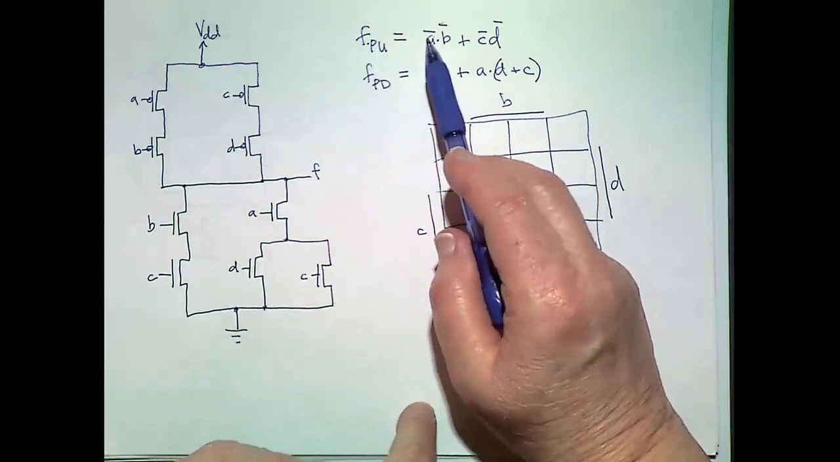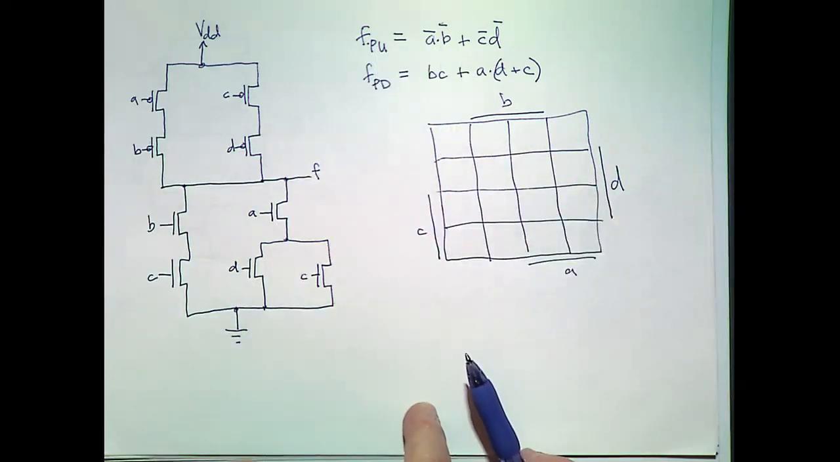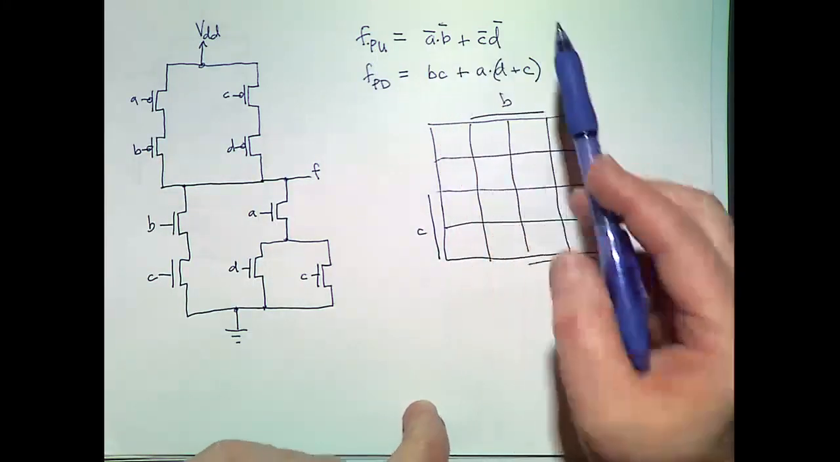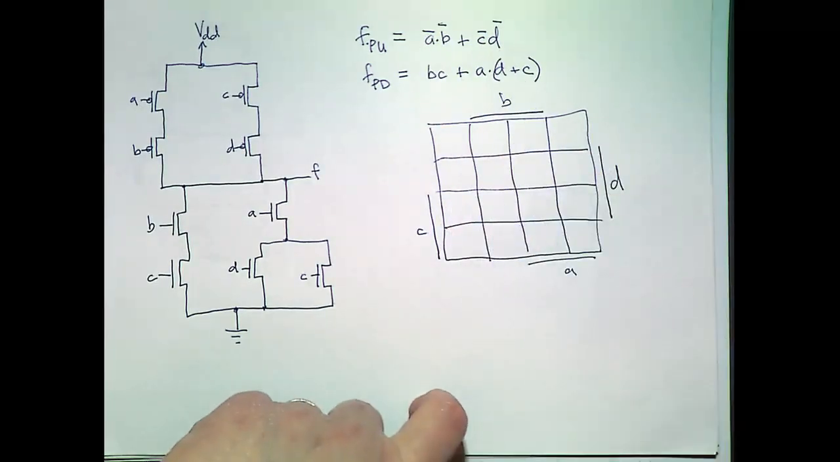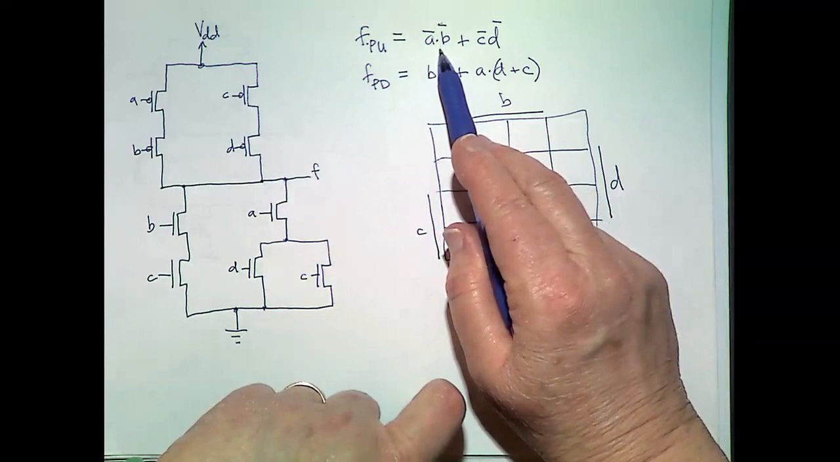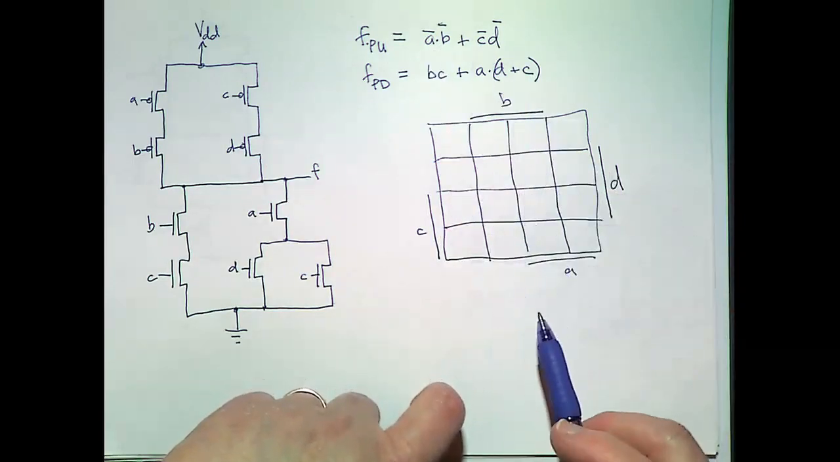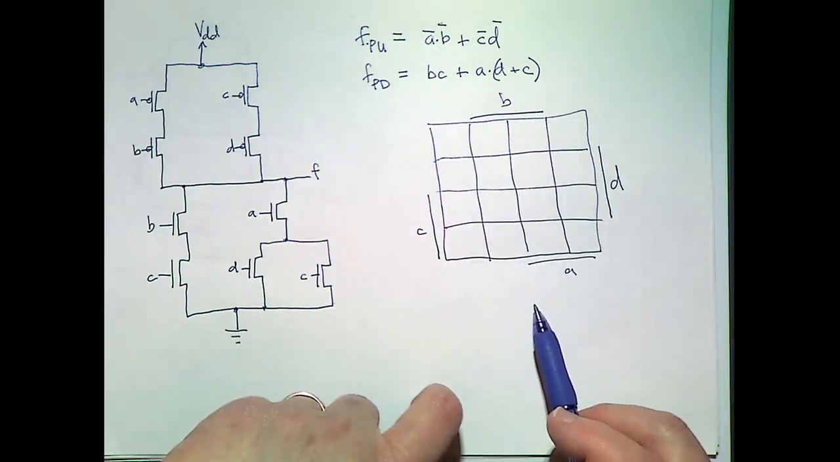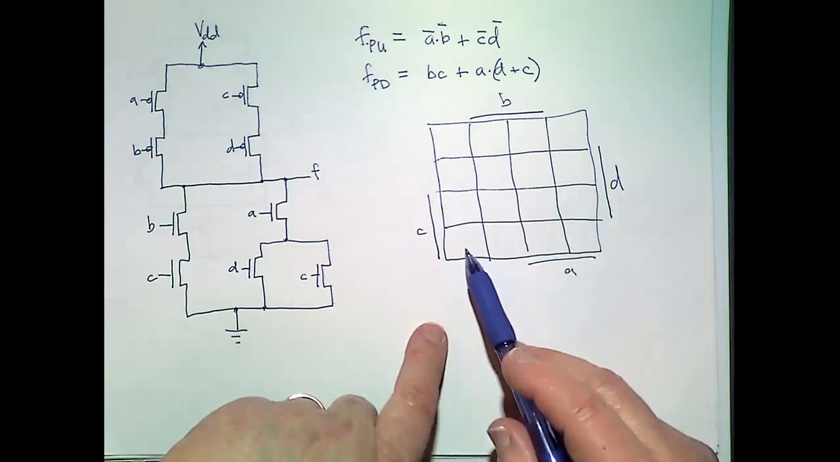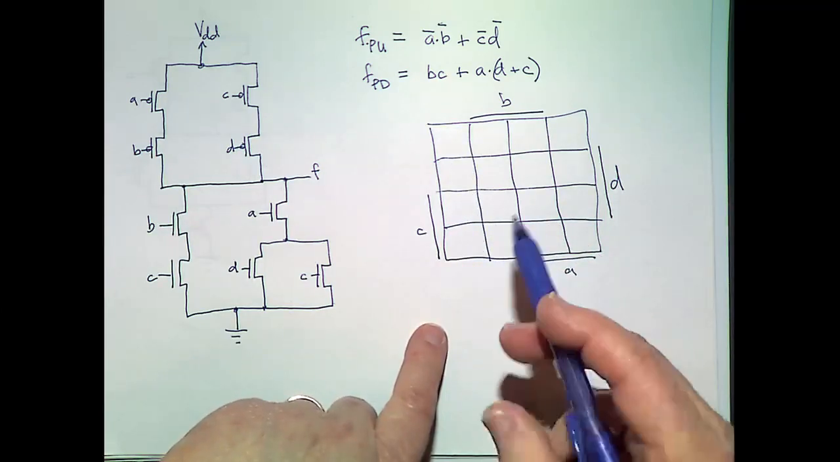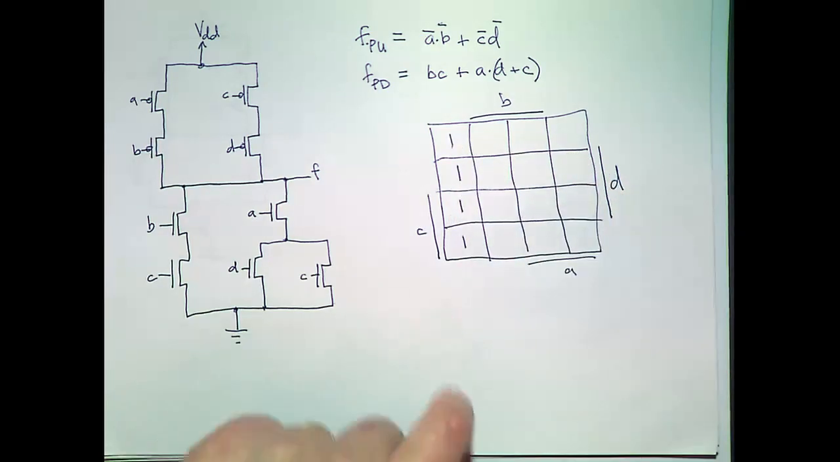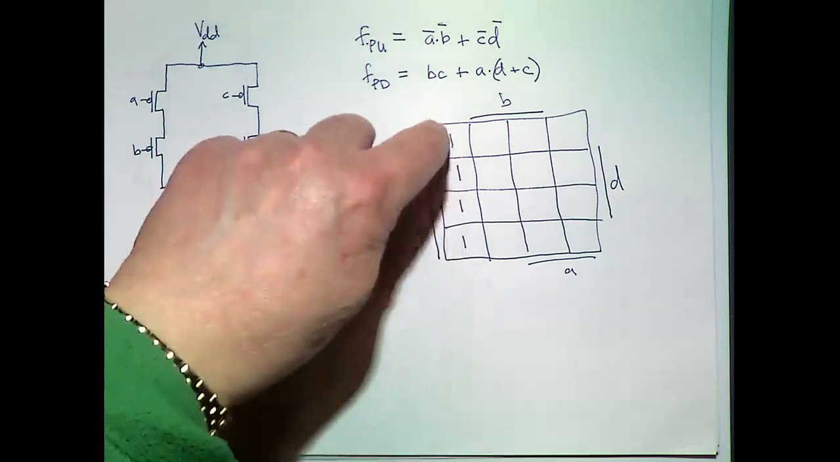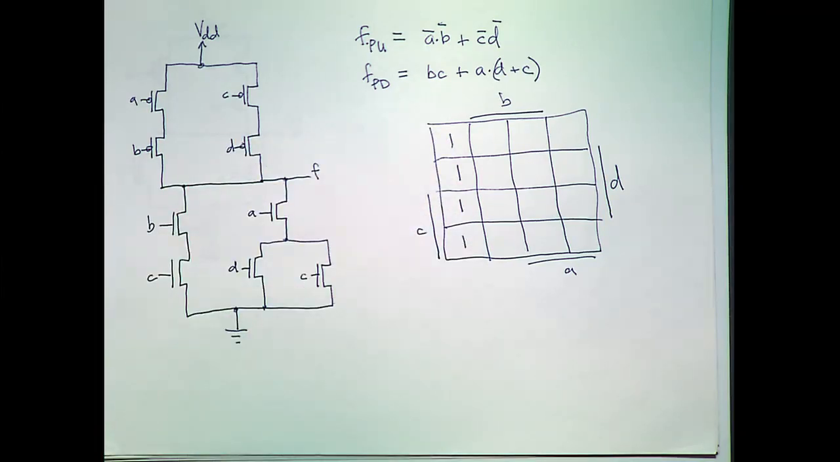Where is the pull-up conducting? Let's see. So these are nice sums of products, right? The product term actually corresponds to a rectangle, the rectangle in B, which is this column, right? So our function is going to be 1. It's going to be pulled up in those 4 cells if A and B are both 0.